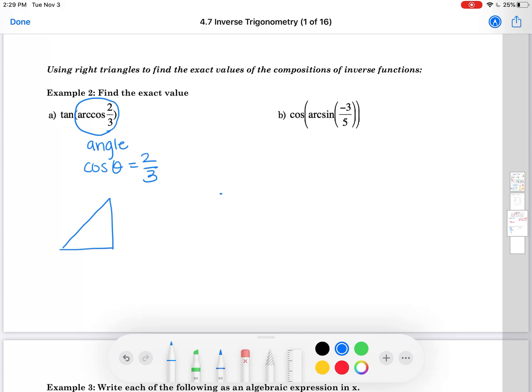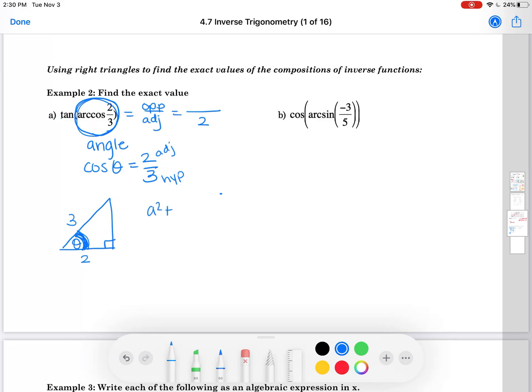Let's start with a triangle. Okay, so let's do a triangle for cosine of theta. So pick a corner to be theta. If we have cosine, this is the adjacent over the hypotenuse. So adjacent would be 2, hypotenuse would be 3. Really, this in parentheses here is this angle right here. I want to take tangent of this angle. That would be opposite over adjacent. I already know the adjacent is 2, so I just need to find the opposite.